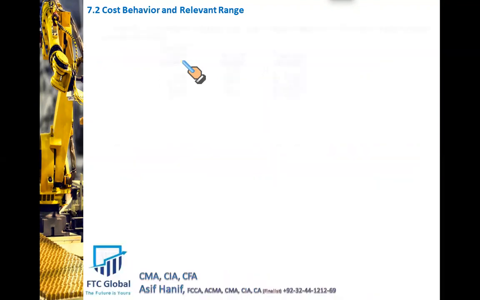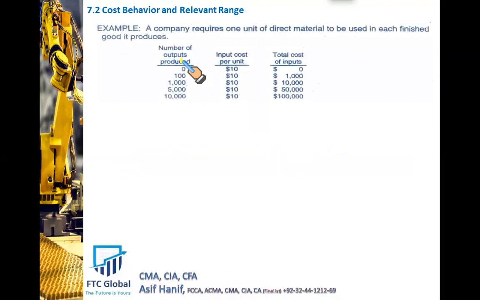Now, let us just discuss this with the help of an example. A company requires 1 unit of direct material to be used in each finished good it produces, and this requires $10 of material. So input cost per unit is $10. Whether you produce 100 units or whether you produce 10,000 units, each unit would require $10 of material. This is the variable cost per unit, and it stays the same within the relevant range.